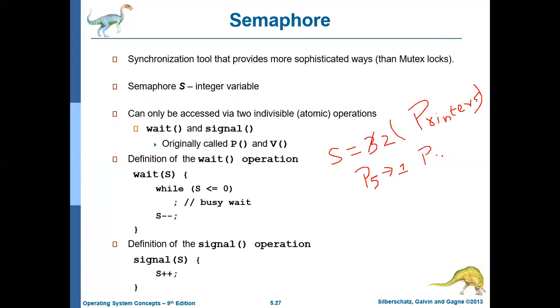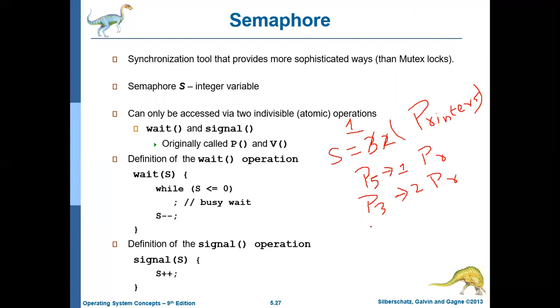Okay. Now another process, say P3, comes and it also wants to access the printer. So it calls wait and checks whether S is less than or equal to 0. No, S is 2. So it takes that particular printer, the second printer, and it decrements S by 1. So S becomes 1. The second printer was given to P3.